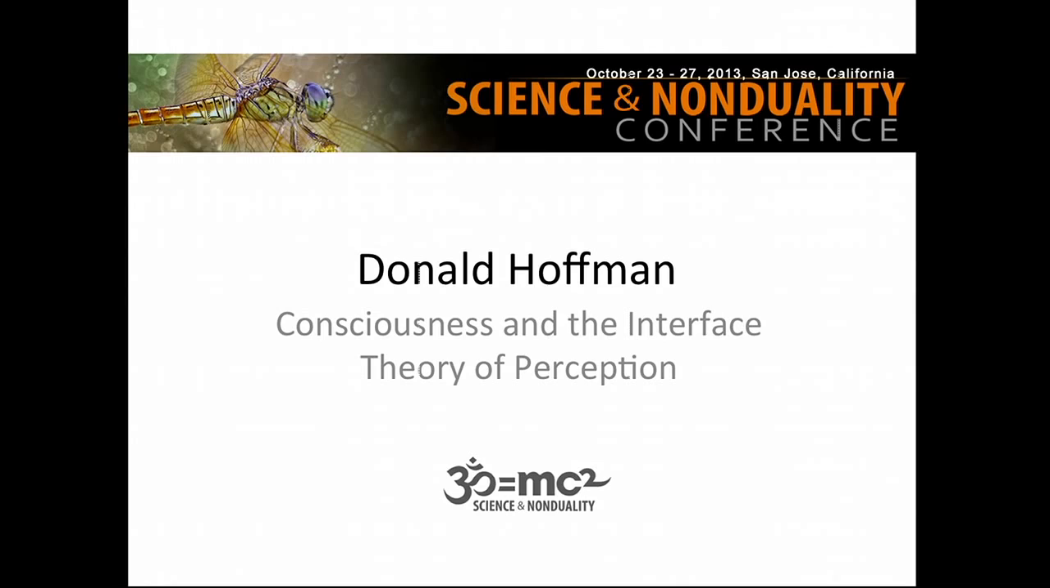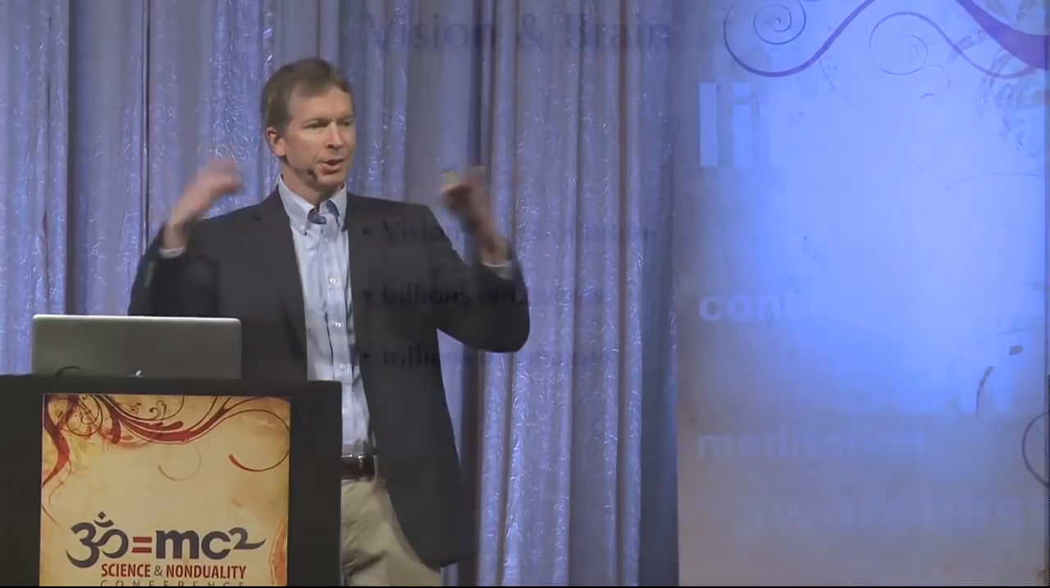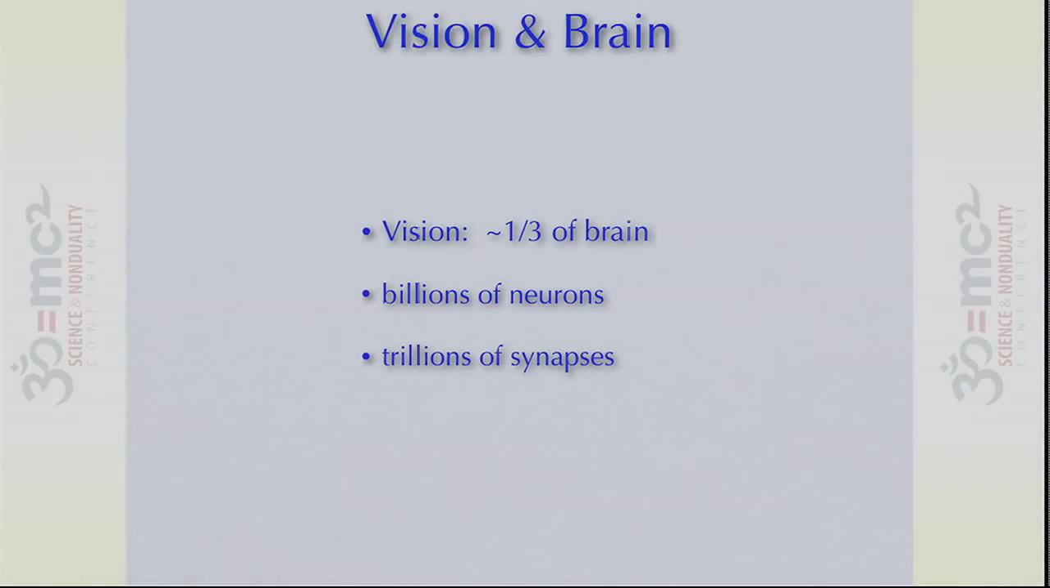Today I'll talk about consciousness and the interface theory of perception. A third of your brain's cortex is engaged in vision. When you simply open your eyes and look around, you're using billions of neurons and trillions of synapses just to see the world in this room.